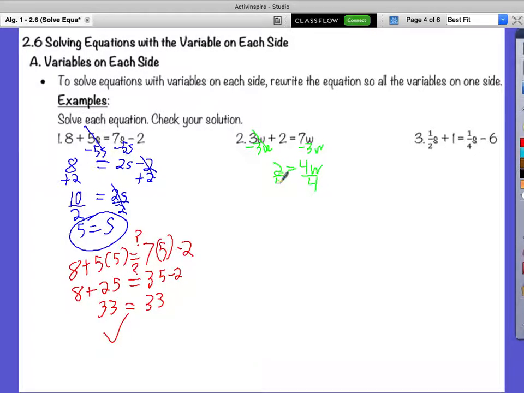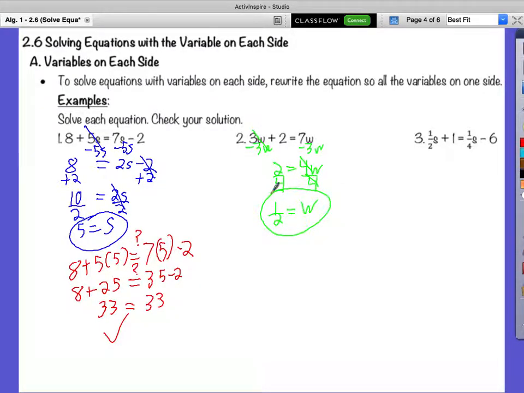2 divided by 4 becomes 1 over what? 1 over 2, 1 half. If you want to write that as 0.5, that's okay. So 4w divided by 4, those 4's divide out, we're left with w. 1 half is equal to w, and that is our answer.